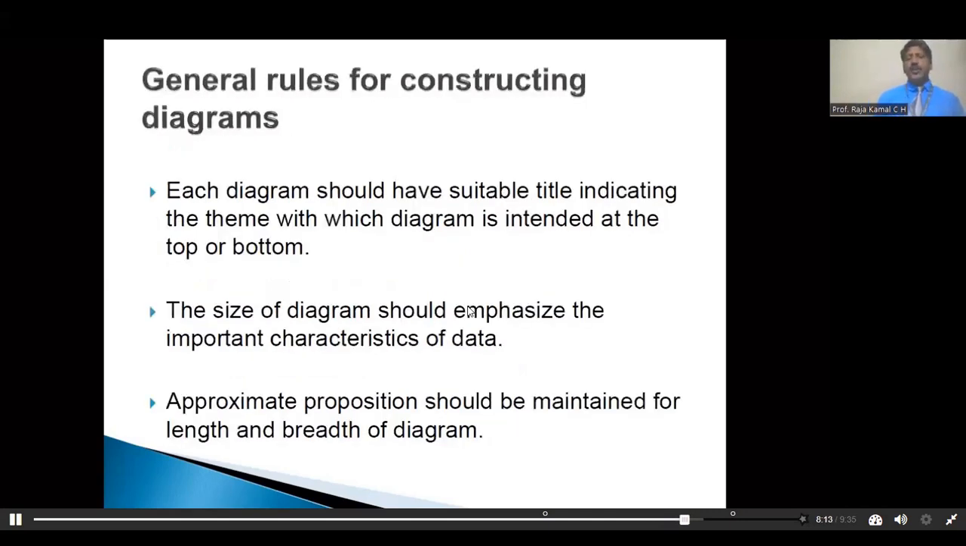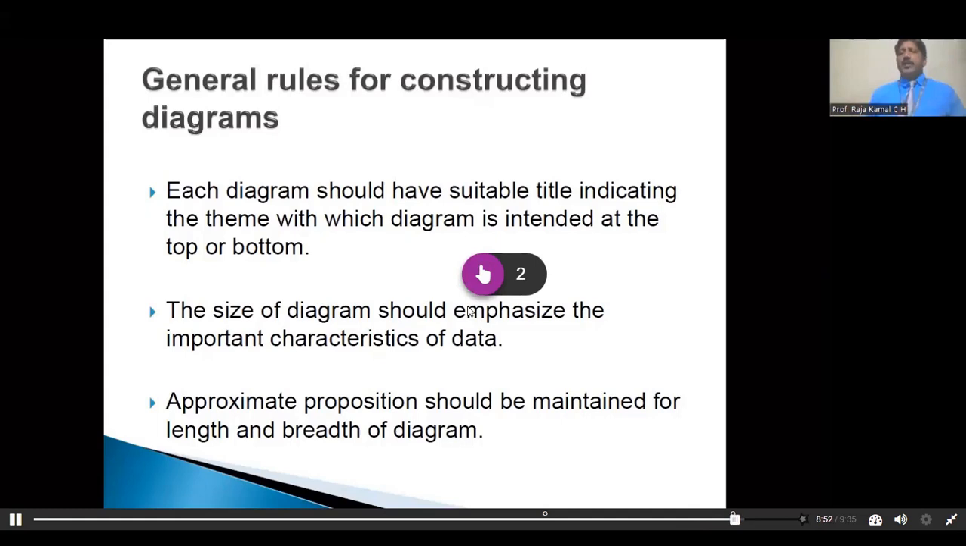There are certain rules that need to be followed while you are constructing diagrams. You have to give a suitable title for the diagram so that it can be understood. I have taken 2 examples when I was explaining. One is about production cost, another one is about production. If I don't give a suitable title, it is difficult to find out whether that particular diagram belongs to production or production cost. So it is required to give a proper, suitable title for the diagrams whenever we are drawing them.